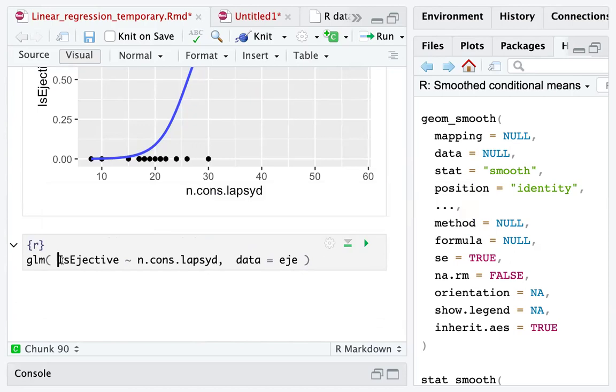And the method, the family is of the binomial method. So family. And let's see what this function gives to us.